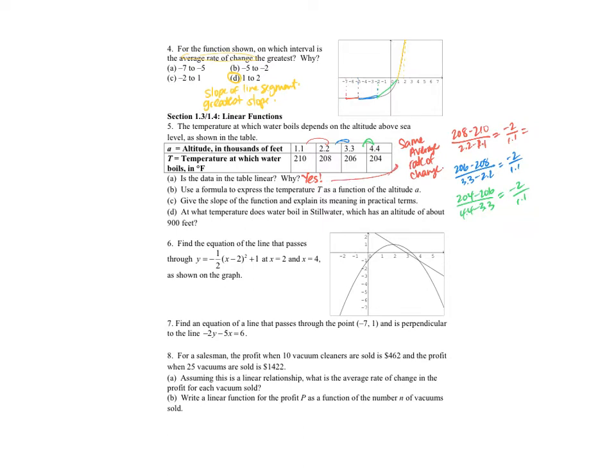Use a formula to express the temperature T as a function of the altitude A. Okay, so I know that this number here is my slope. If I wanted to write that as a fraction, that's equivalent to -20 over 11, if I multiply top and bottom by 10. So I can go ahead and write out my temperature. So I know that T is equal to -20 over 11 A.